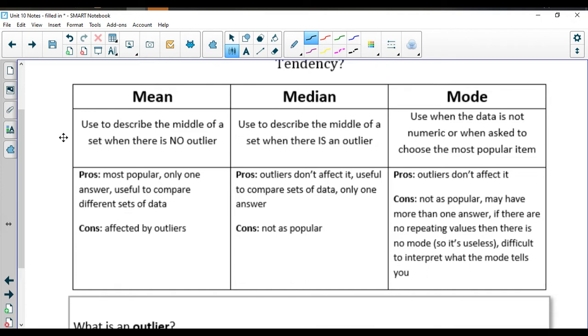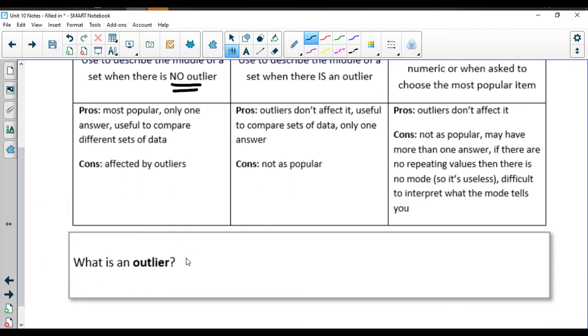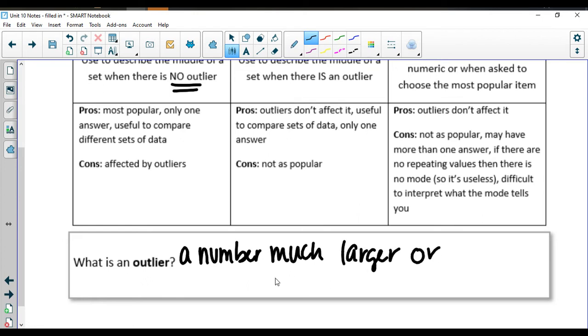The mean is used for the middle of our data set when there's no outlier. So what's an outlier? It's a number that's much larger or smaller than the others in our data set.